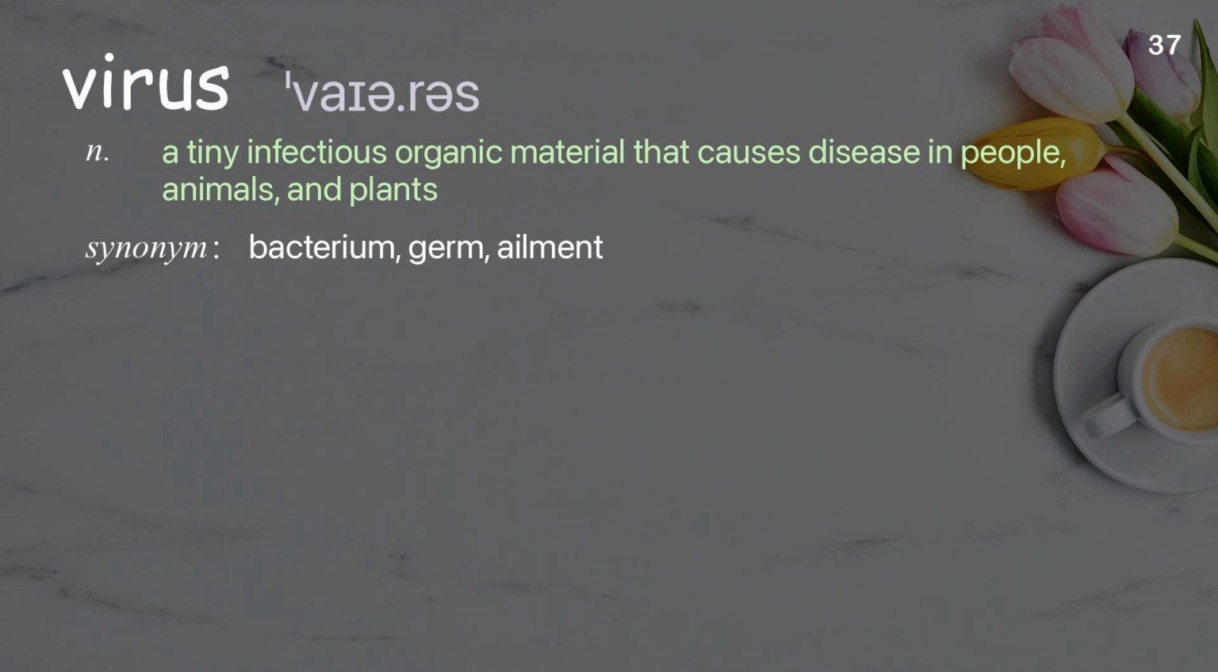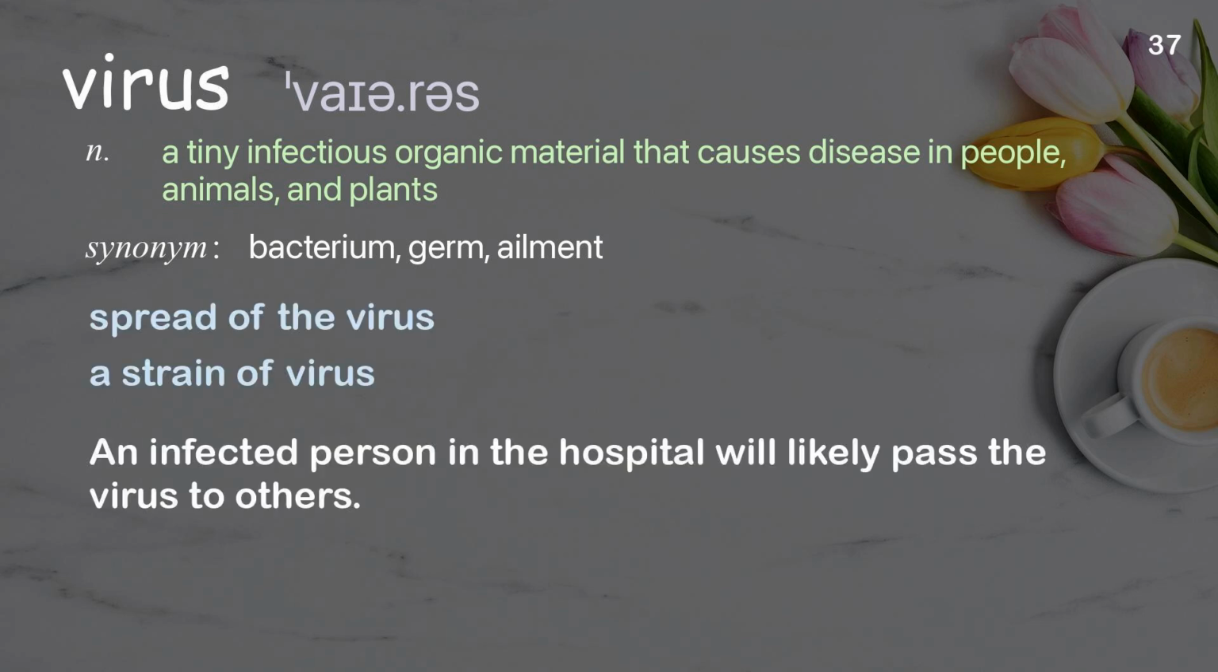Virus. A tiny infectious organic material that causes disease in people, animals, and plants. Examples: Spread of the virus, a strain of virus. An infected person in the hospital will likely pass the virus to others.